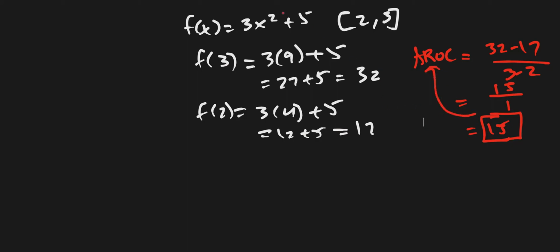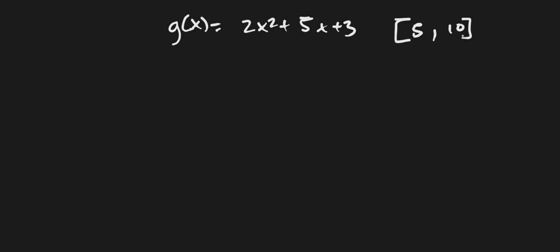Okay, let's do another one of these. Let's say that I had the function g of x, and let's say g of x equals 2x squared plus 5x plus 3. And I wanted to find the average rate of change from 5 to 10. And the average rate of change from 5 to 10 is basically the slope of the secant line going through the point x equals 5 to x equals 10.